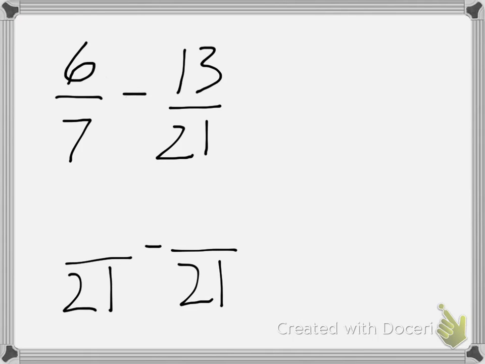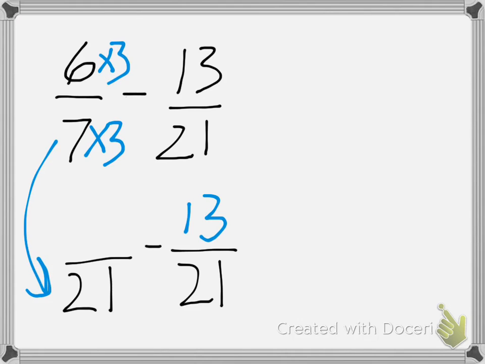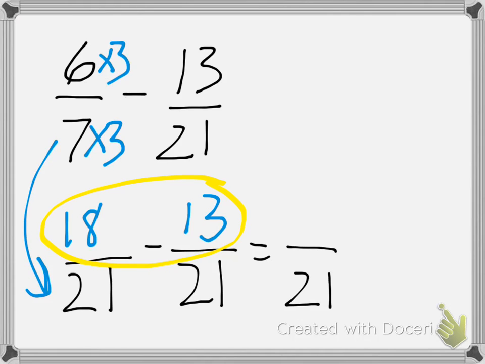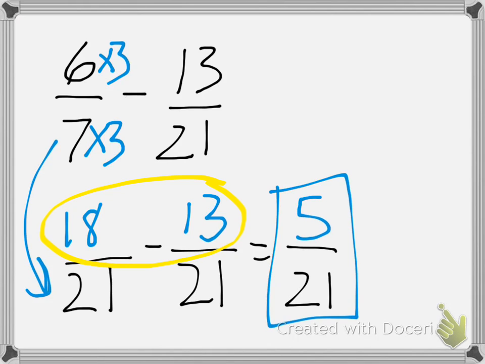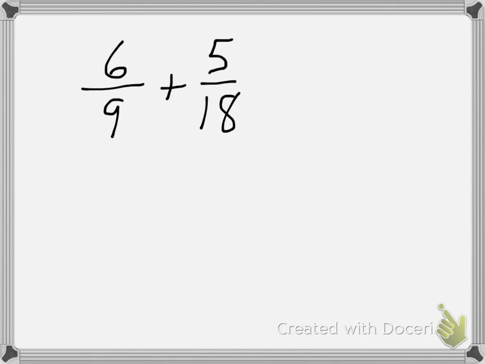So, once again, this is already 21. This one is times 3 to equal 21. So we have to multiply this one times 3 also to get 18. Now that we've done that, all we have to do is look at our numerators, because our denominator is going to be a like term. It's going to stay the same. So 18 minus 13 is going to equal 5. So 5 over 21 will be our answer.